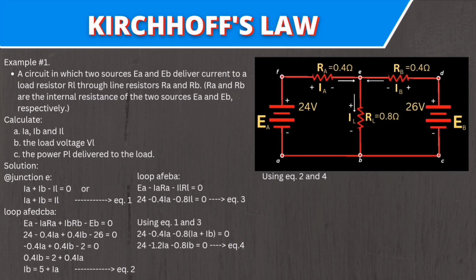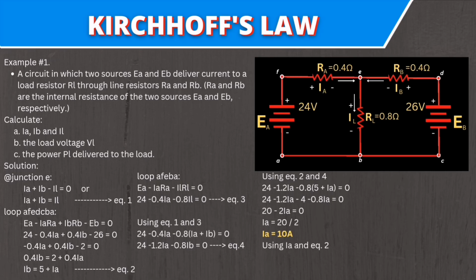Using equation number 2 and number 4, we will have 24 minus 1.2 I sub a minus 0.8 times open parenthesis 5 plus I sub a close parenthesis equal to 0. Then it will become 24 minus 1.2 I sub a minus 4 minus 0.8 I sub a equal to 0. Then the result will be that I sub a is equal to 10 amperes. Using the value of I sub a in equation number 2, I sub b is equal to 5 plus 10, which will result in 15 amperes.